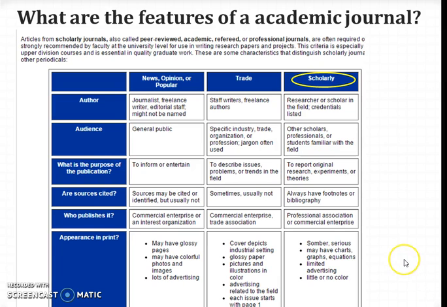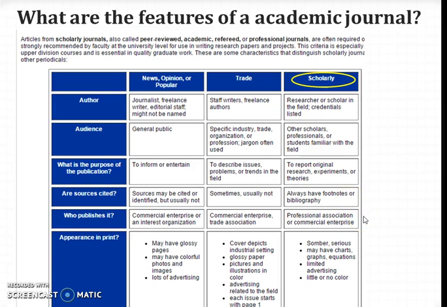So what are the features of an academic article? When we look at the author, we're thinking about researchers or scholars in that field. Again, the audience: they're other scholars or professionals or students. And what's the purpose? To report original research, experiments, or theories. And sometimes it's to report on policy. For example, a government publication might do that. Footnotes and a bibliography must be there if it's original research. But sometimes in government publications, they do not have them.